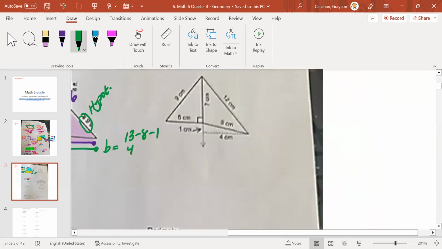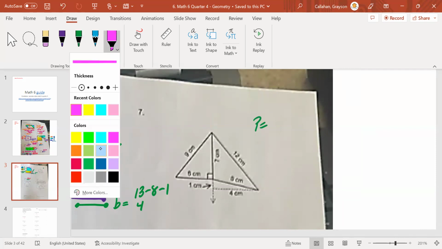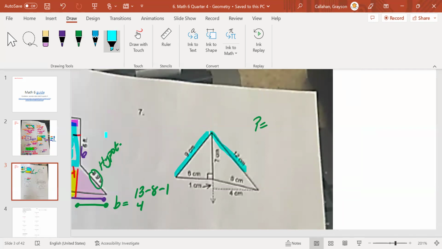Number 7. Find the perimeter of that. Okay, it's find the perimeter. Perimeter should be pretty easy because you're looking for the perimeter. All you're doing is you're going this way, plus this way, plus this way, plus this way. So type into your computer calculator. What are the numbers you typed in?